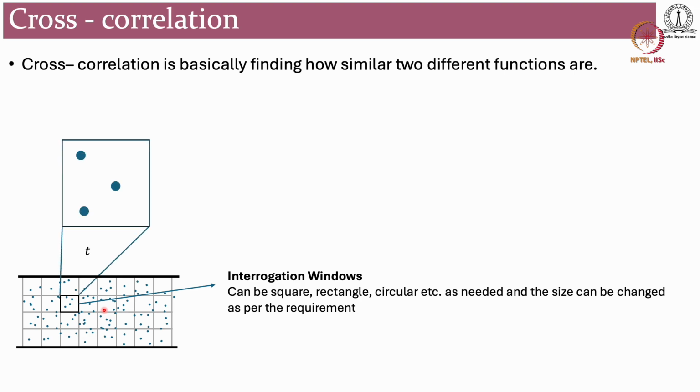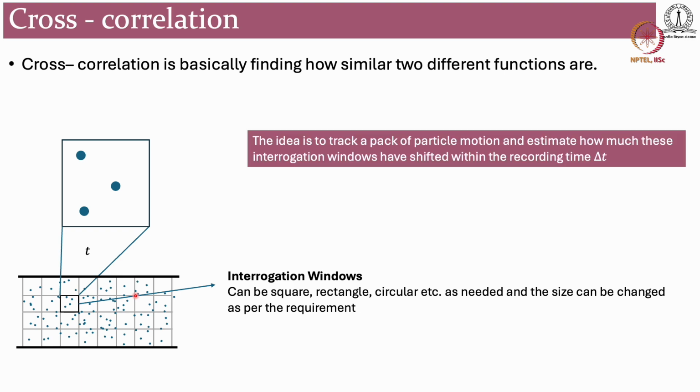So you have a group of particles inside this interrogation window, and you do the cross correlation for every window which has been created here. If it's like 4 into 8 here, then that is 32 windows. For each of the windows you'll be doing the cross correlation at different time instances. So basically the idea is to track a pack of particle motion and not a single one, and then we estimate how much this interrogation window has shifted within the recording time delta t, which we can set as needed.